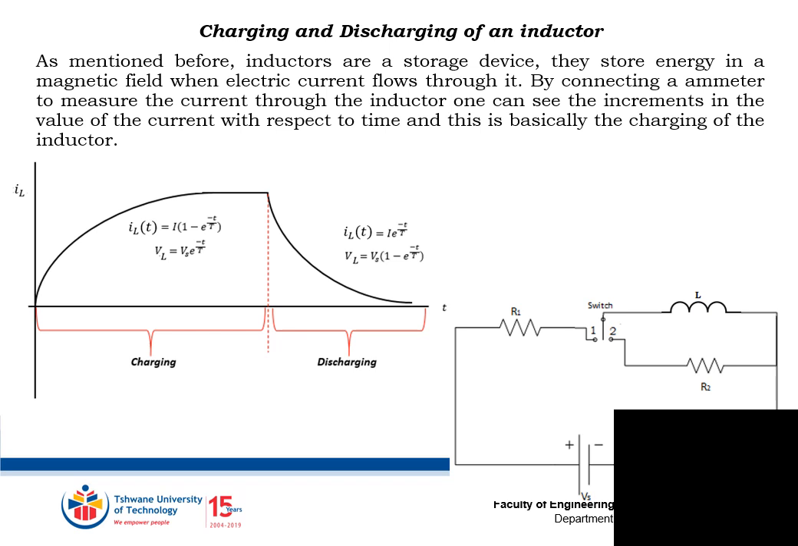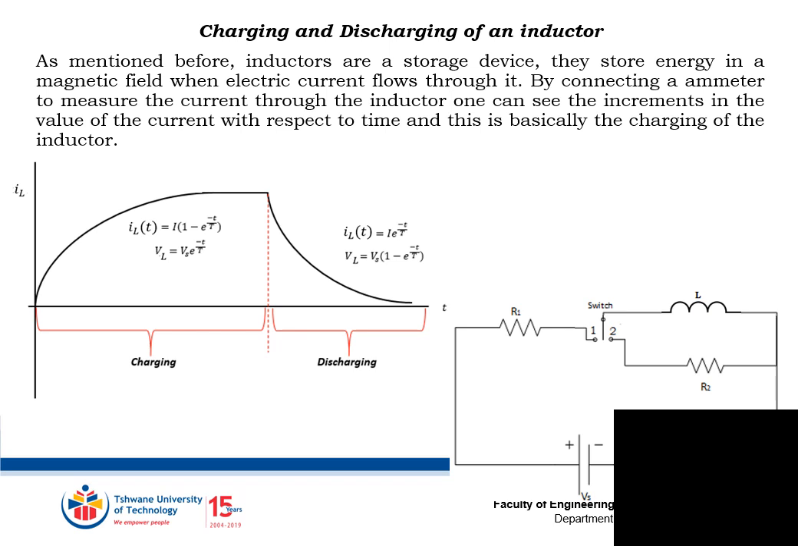Now, when you connect it through a resistor, then you can measure the current through the inductor as it charges until it gets to the maximum value. This maximum value of the current, we can calculate it using the maximum voltage divided by the value of the resistor that's connected in the circuit. Then after we switch off the power, the inductor can discharge the current. So the discharging part here is done after you have switched off the power.